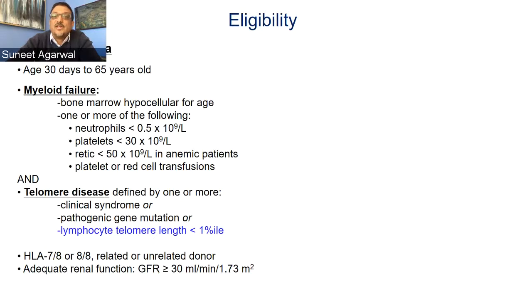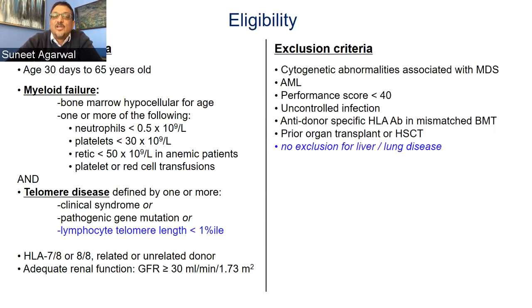In terms of exclusion criteria, what was highlighted once again is the exclusion of patients with MDS, here defined, especially in a pediatric age range, as those with cytogenetic abnormalities such as del7q or monosomy 7 clearly associated with MDS, not based on IPSS-R score, for instance, which becomes relevant. It also excluded AML, and a performance score less than 40 was tolerated, and the patient shouldn't have an anti-donor HLA antibody in the case of mismatched BMT.